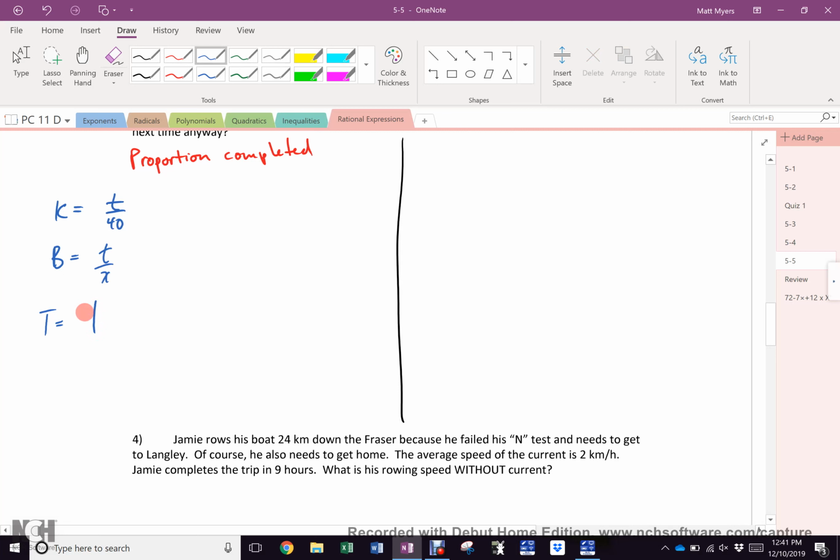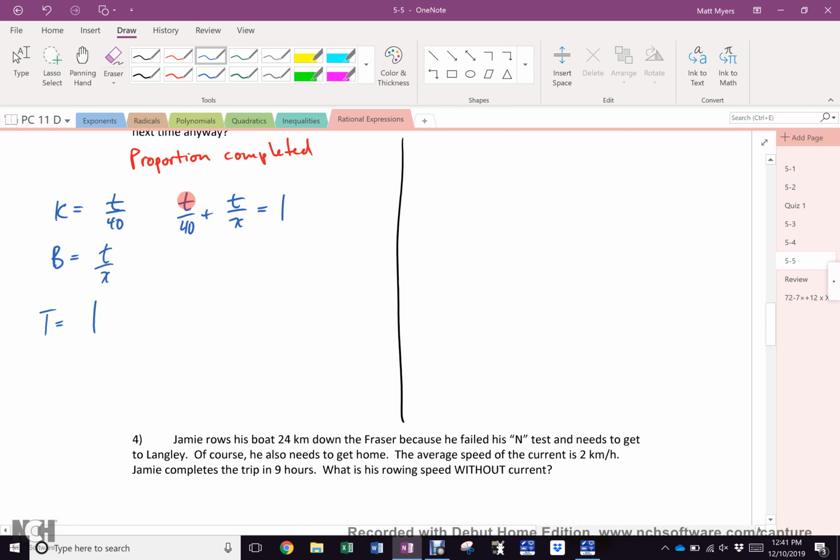Okay. Now, it looks like I have two unknowns here, don't I? What does it look like my two unknowns are? Because I had T over 40 plus T over X equals 1. It looks like I have two unknowns. But do I? Why not? What's T? 24, because that's how long they took to work together.